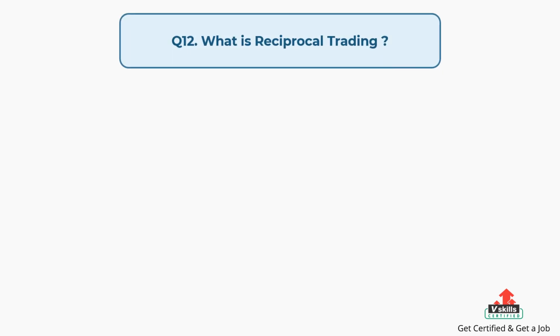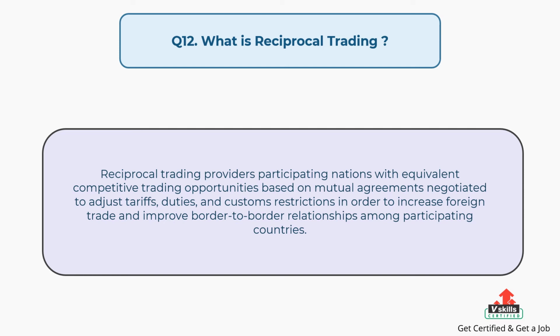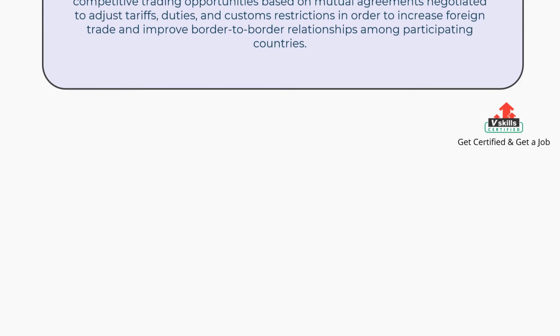Question number 12. What is reciprocal trading? The answer is, reciprocal trading provides participating nations with equivalent competitive trading opportunities based on mutual agreements negotiated to adjust tariffs, duties, and customs restrictions in order to increase foreign trade and improve border-to-border relationships among participating countries.